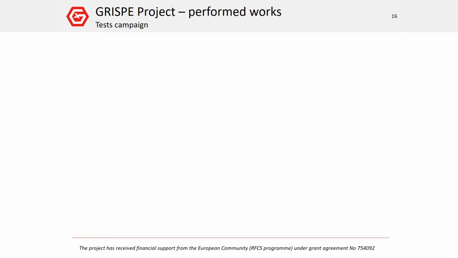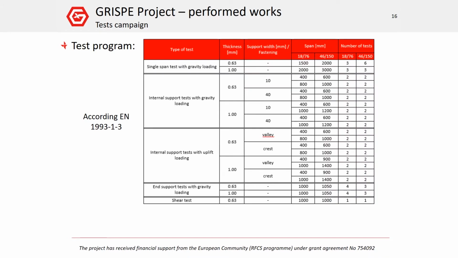Based on the requirements of Eurocode 3-1-3, a complete test program was performed for the 2 steel sheets. This program is subdivided into 5 types of tests: the single span test, the intermediate support test for both loadings and for different fixing conditions for uplift loading, the end support test, and finally a shear test. For each test, tensile specimens complete the campaign.